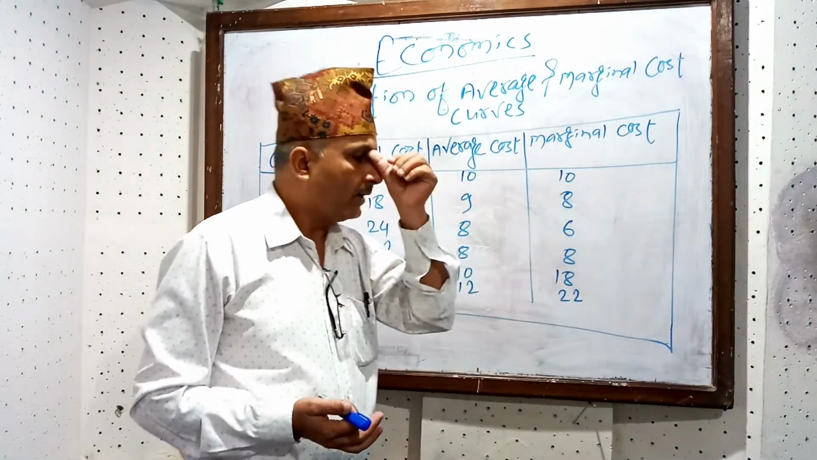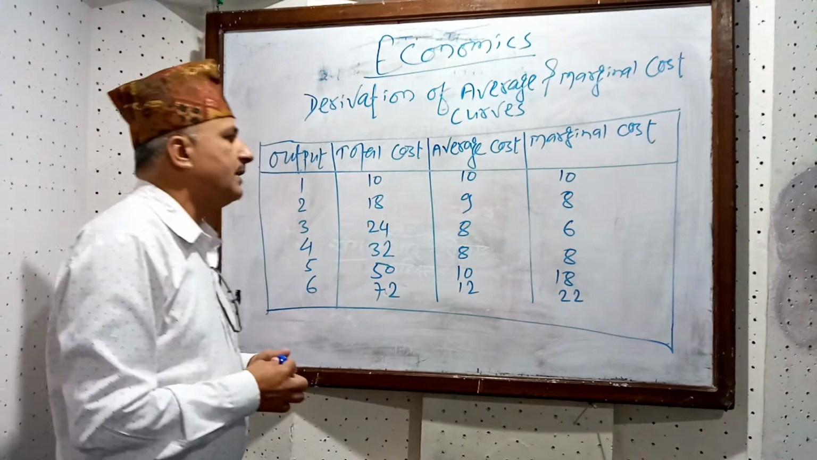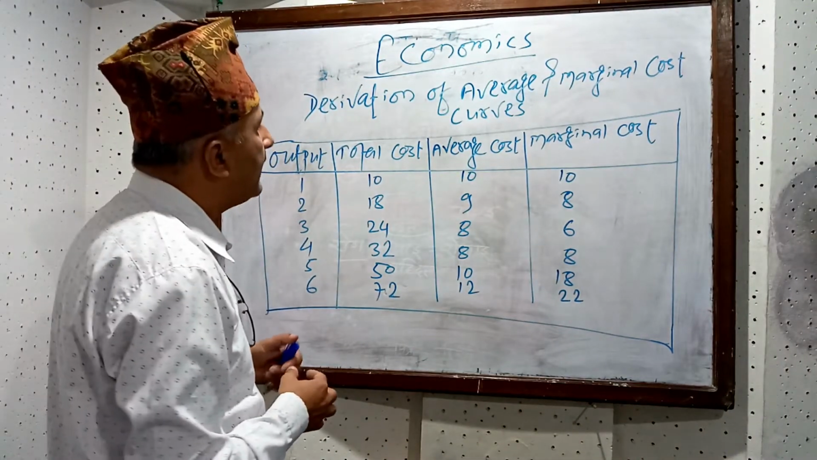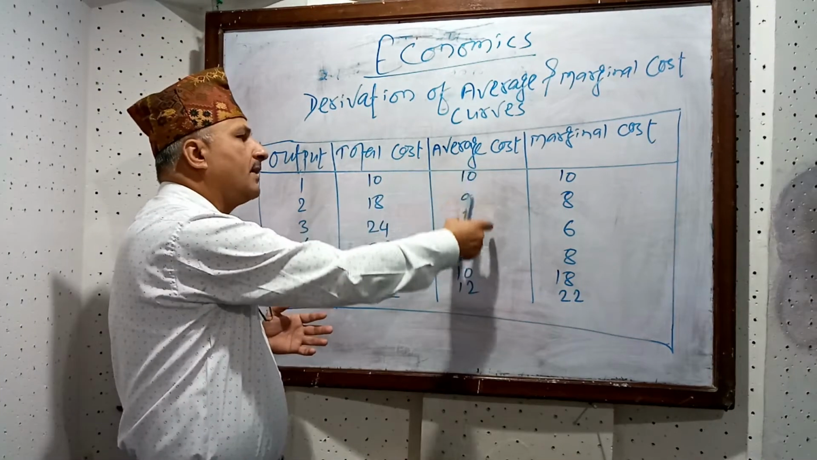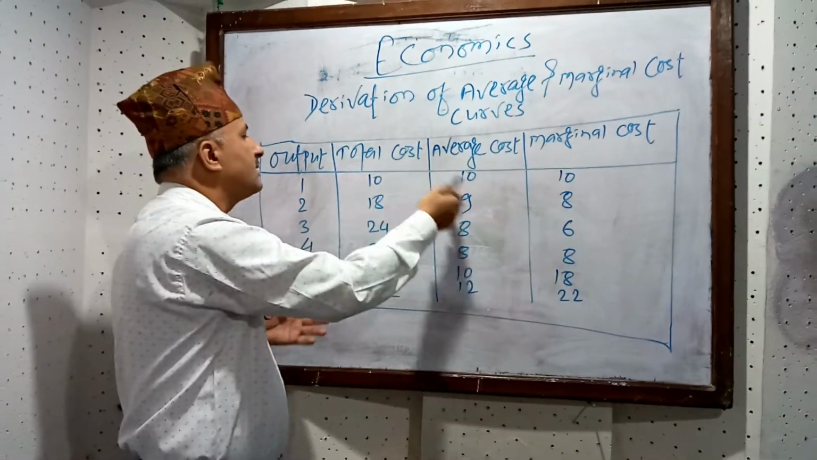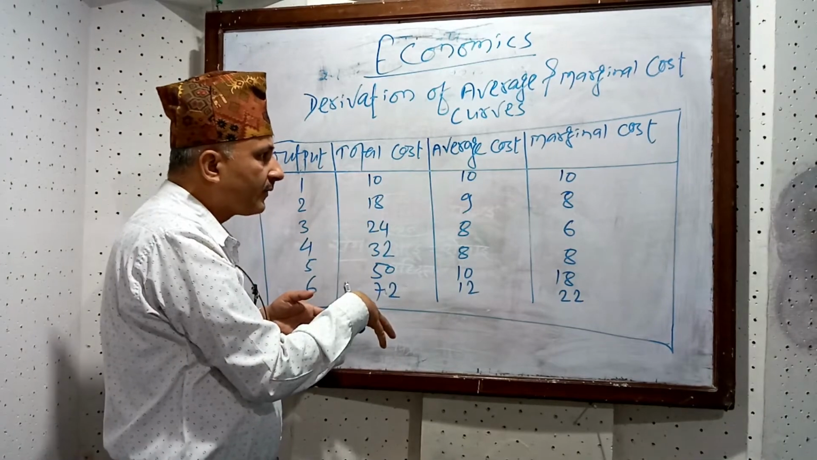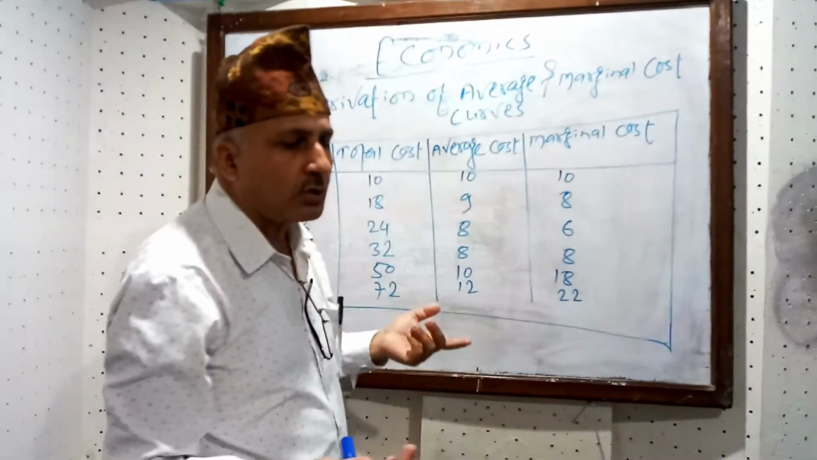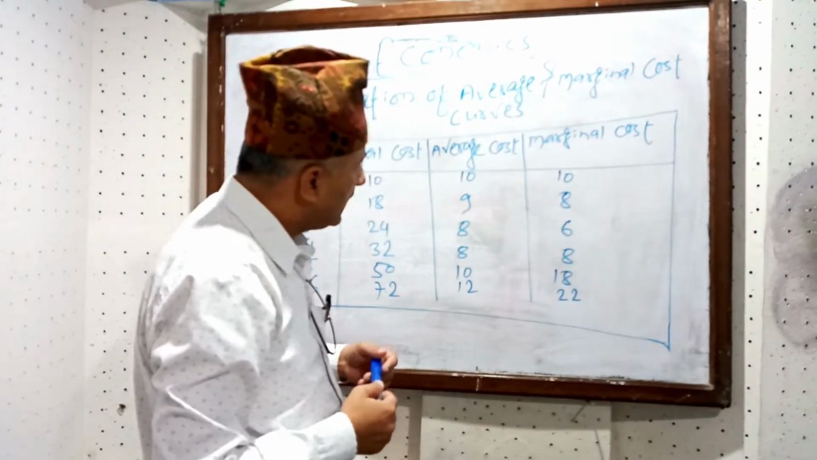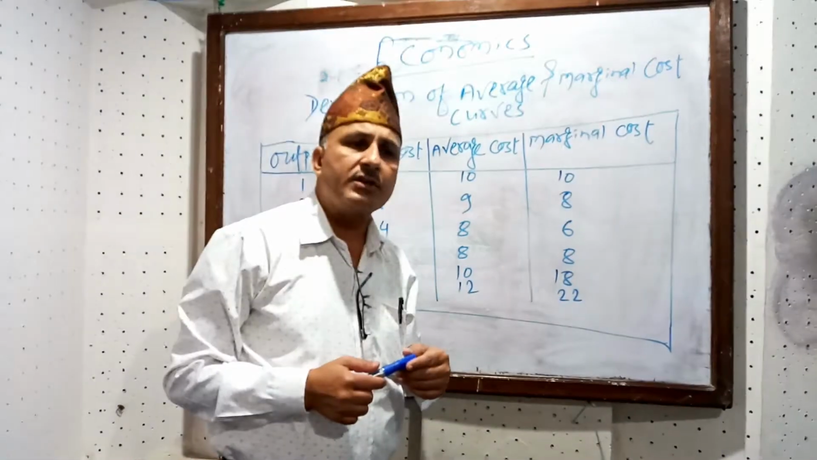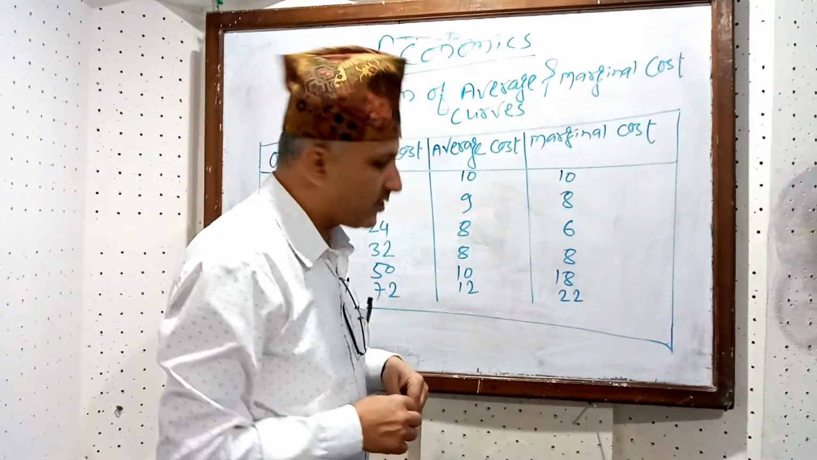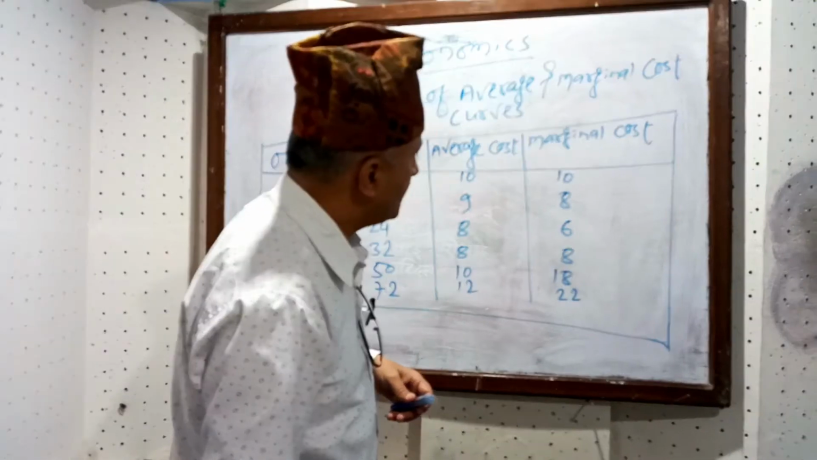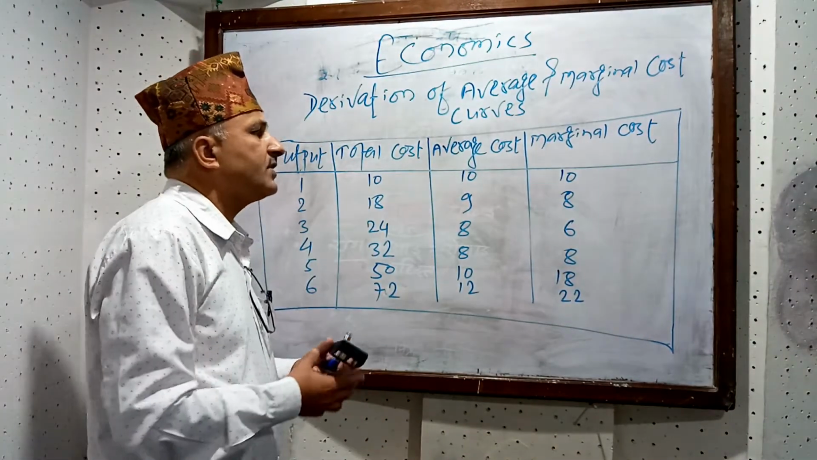And this type of relationship can be found with the help of this schedule. The value of average cost and marginal cost can both be calculated from the value of total cost. Average cost is the result of dividing total cost by the number of units produced. And marginal cost is the change in total cost due to the production of one more unit of output. In this way, we can show this relationship between average cost and marginal cost.